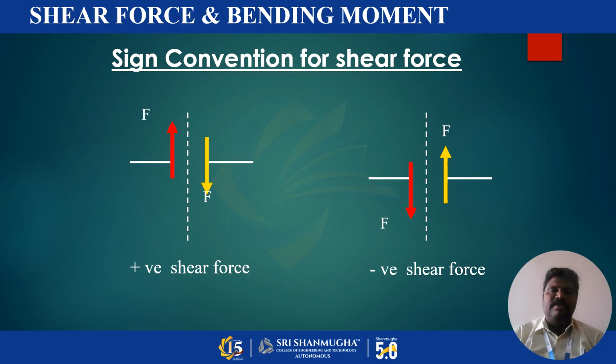This is about the sign convention of the shear force. Left side upward, right side downward, positive. I think you may have noted down: right side upward, left side downward is negative. You may have to make a note of it. While I'm calculating the shear force, the sign convention plays a vital role. So left upward, right downward is positive. Left downward, right upward is negative shear force.